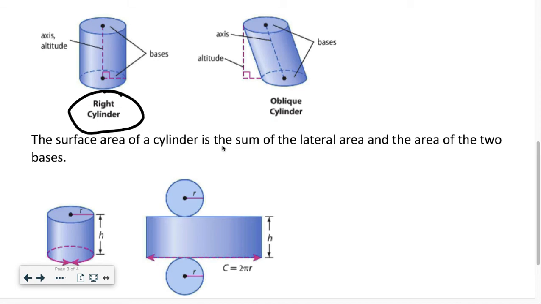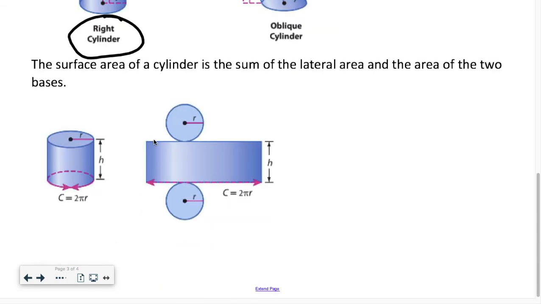The surface area of a cylinder is the sum of the lateral area and the area of the two bases. So here they've kind of deconstructed the cylinder. You have two bases, two circles are your bases. And if you think about peeling a label off of a bottle or something, that label is going to be rectangular in shape. This measure would be the circumference of the circle because it wraps around the circle, 2 pi r, and the height would just be the height of the bottle or the cylinder. So, of course, this piece represents your lateral area. These are your bases. Okay, so let's go on with a couple cylinder problems.